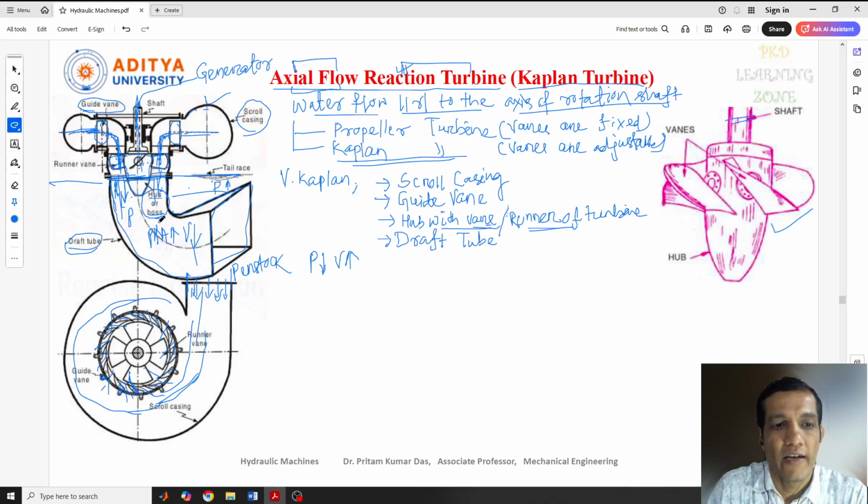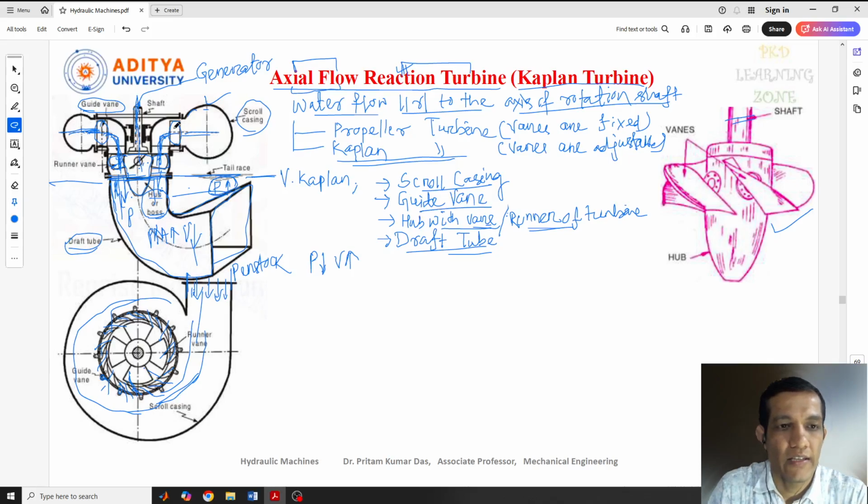Now it started improving. That means the pressure started increasing here, so that it will be equal to, or more than, the pressure present at the atmosphere. So that the water can easily come out from the turbine to the tail race. So this is the use of the draft tube, okay, and the use of the scroll casing, as I told you.